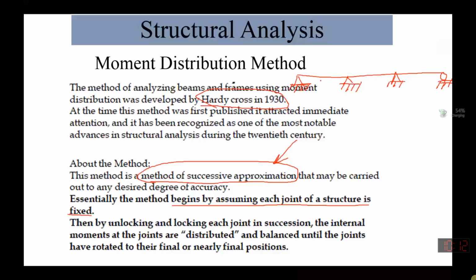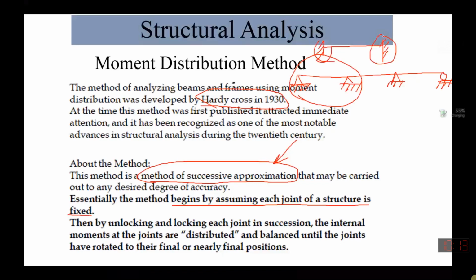So we'll go by this, that there are a number of multiple spans over here. Initially we consider that each joint is fixed. We consider that both ends are fixed, something like this. So initially our first assumption is that every joint of the structure is fixed. We are considering them as locked.